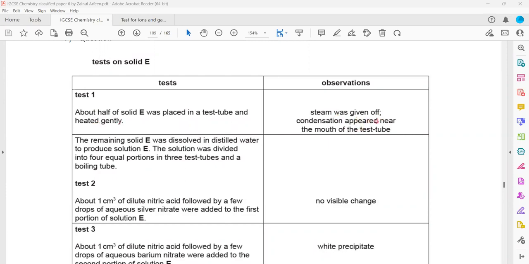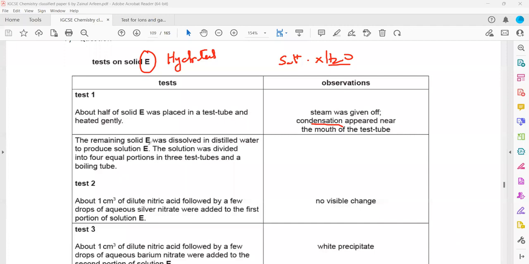The steam was given off and the condensation appeared. Whenever we supply heat energy to a solid and we observe condensation form, what does this give an idea of? A hydrated solid, a hydrated crystal. So this gives an idea that E is hydrated, meaning it contains water of crystallization. Like any salt dot XH2O, a hydrated salt. We get this idea whenever condensation forms. So simply, this gives an idea it's a hydrated salt.